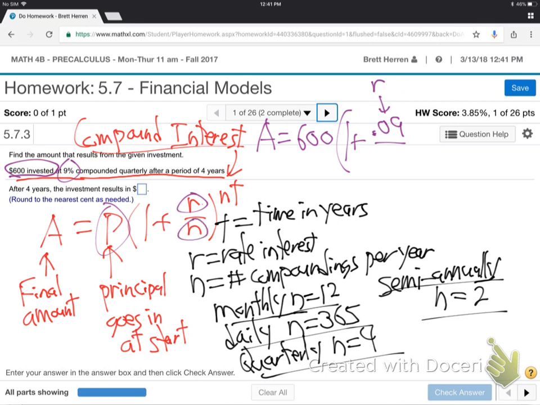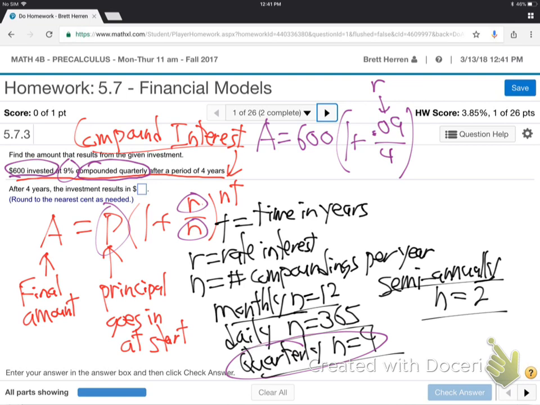Over N. What's N? Over here, see how it says compounded quarterly? Quarterly means N is 4. So remember, N is the number of compoundings per year. Even though it's after 4 years? Yes, number of compoundings per year. Quarterly means they're doing it 4 times a year, and they'll do it over 4 years. They'll do it 16 times. We'll have 4 years somewhere in there.